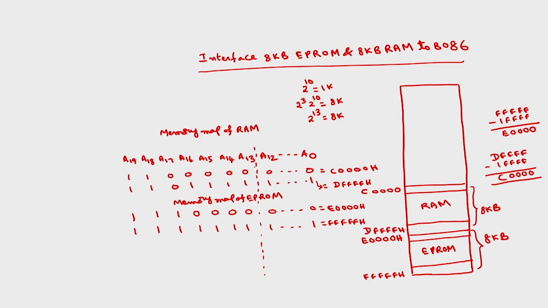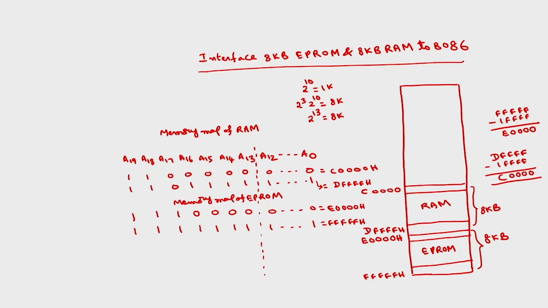Now, what are the address lines that are left? A13 to A19 are left. We have to use A13 to A19 to generate the chip selects of these memories. Also we know that in the 8086 the memory is available in two banks, even and odd banks. So in total we have 4 memories, 2 even memories and 2 odd memories.